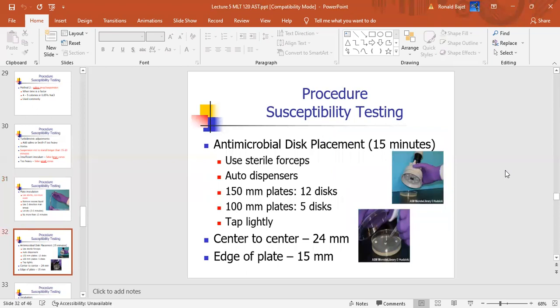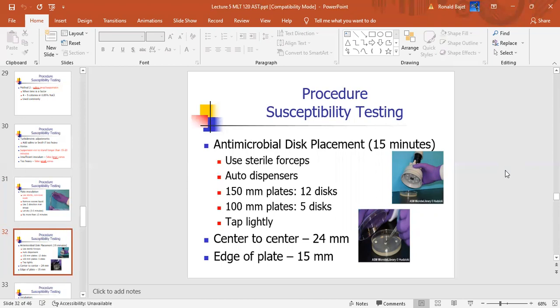Use sterile forceps. What you do is on the cartridges, you push out the discs onto the lid of the agar plate. You're not going to push it out onto the agar directly. You push out the disc onto the lid of the plate, and then take forceps and manually take the disc and put it on the agar itself.